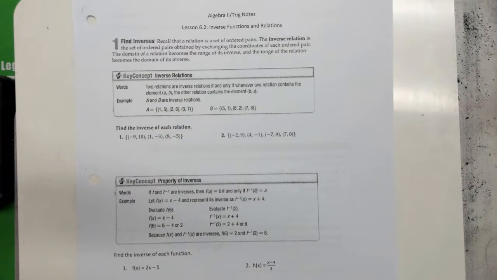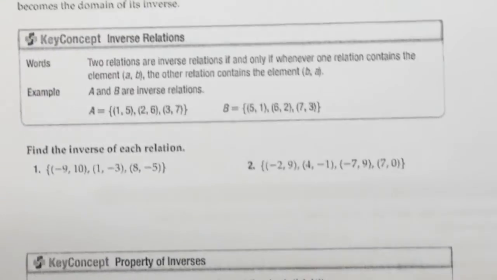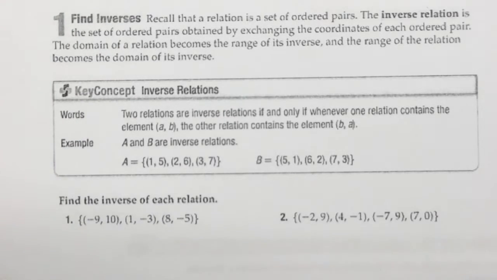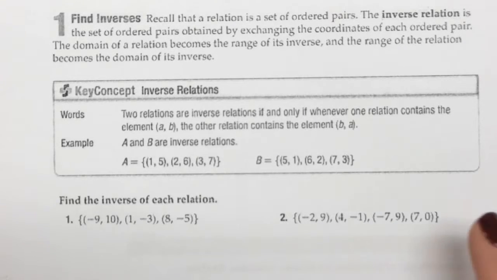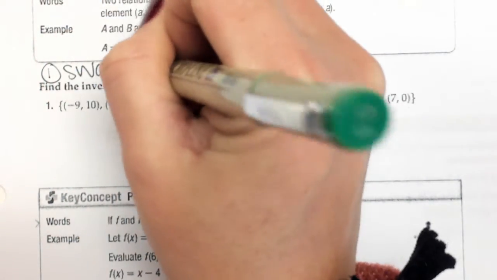Alright, 6-2, starting with finding the inverse of a relation. When I say relation, that just means a set of ordered points like these. And these are really easy to do, but they're so easy that people forget about them, and then on the quiz you'll get it wrong. So the only step to this one is swap your x and y. Swap x and y. That's all.